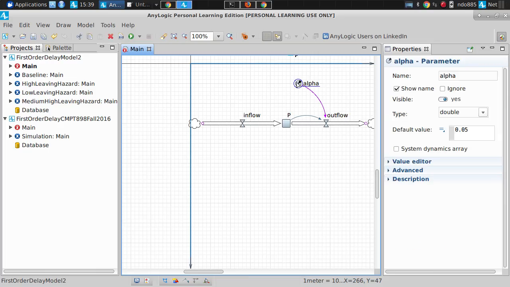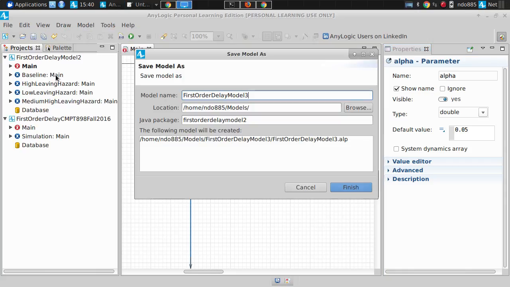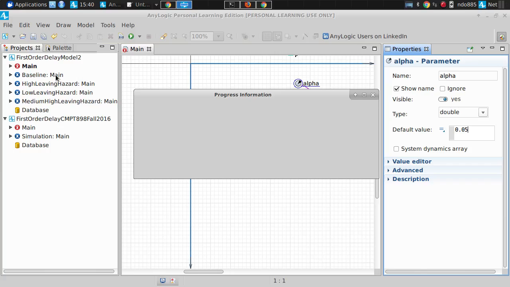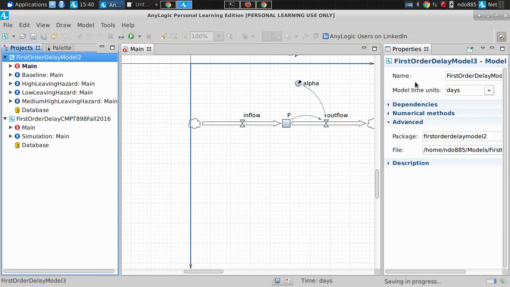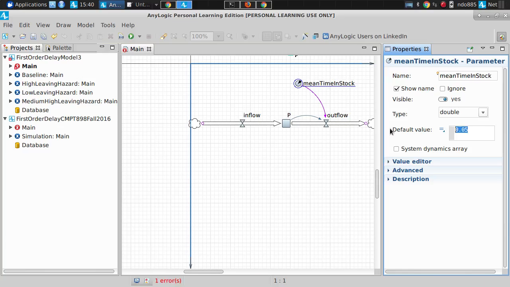And we can specify it in terms of an alpha, a chance per unit time leaving this stock. Per unit time, you have, in this case, about a 5% chance per unit time of leaving. Or, alternatively, we could specify it like this. And I'd invite you to save this model. We'll save it as model 3. And we're going to change this alpha to instead be mean time in stock. And its value is just going to be 1 over the value of alpha. So in this case, 1 over alpha is 20.0, okay?